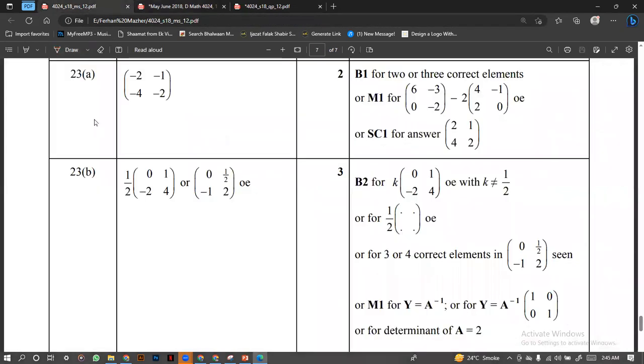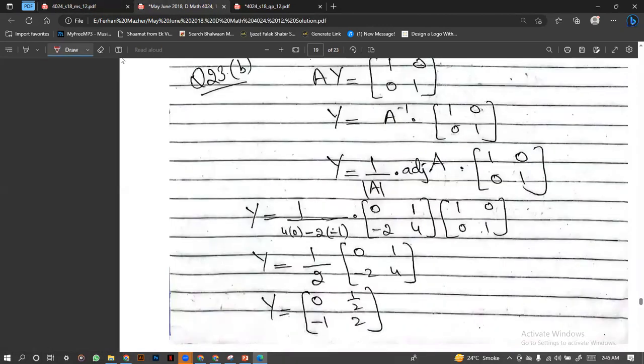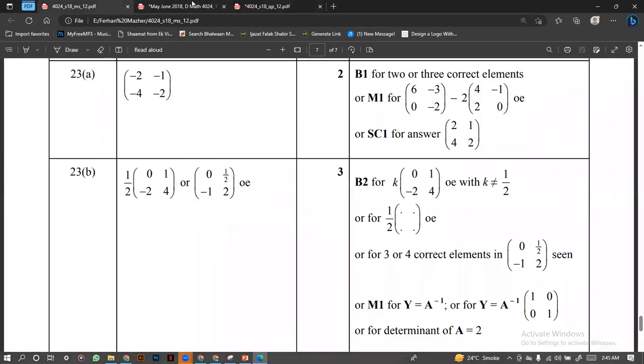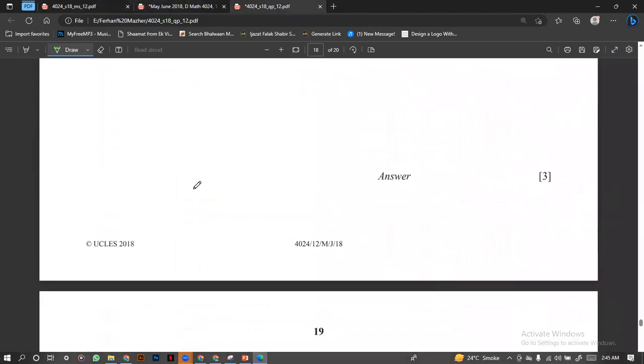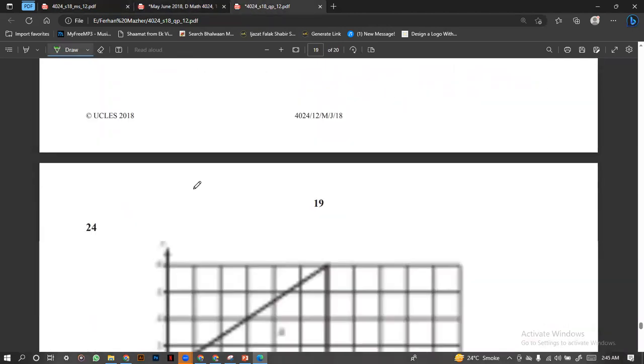Okay, so let's check. 0, 1 by 2, minus 1 and 2. So our answer is right, sir. This is the solution. Okay, so this is question number 23 B part. Then we have the next question.